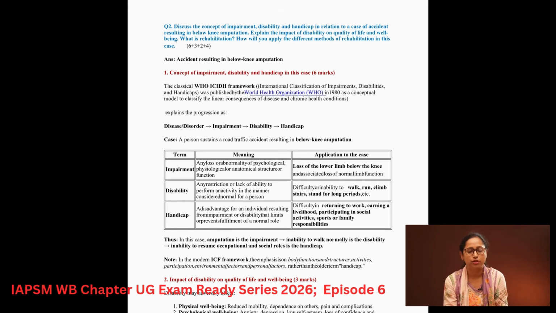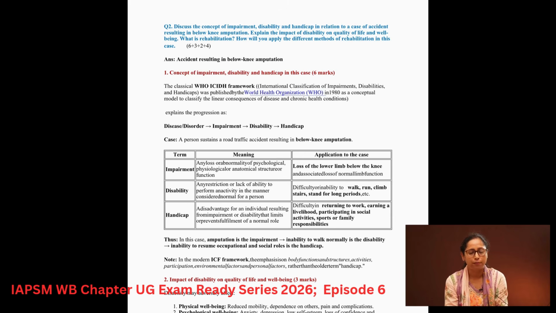Now, this WHO ICIDH framework explains the progression as disease or disorder, followed by impairment, then disability and handicap. Now, in this case, which the question is talking about, the below knee amputation. If you can write the terms in a tabulated manner with the meaning in the next column and application to this case, then it will be very good to see.